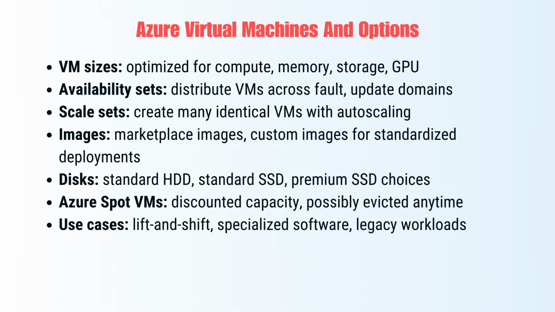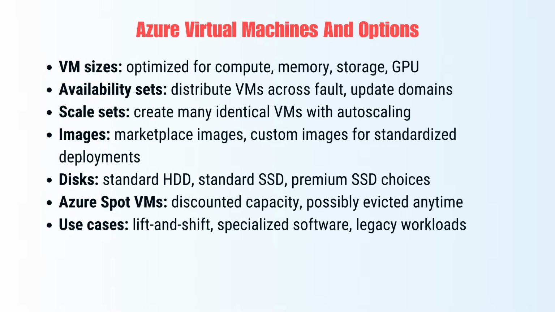For resiliency, Azure provides availability sets and scale sets. An availability set spreads VMs across fault domains and update domains within a data center, reducing the chance they all go down together due to hardware failure or maintenance. A virtual machine scale set lets you manage a group of identical VMs, often with autoscaling based on demand.